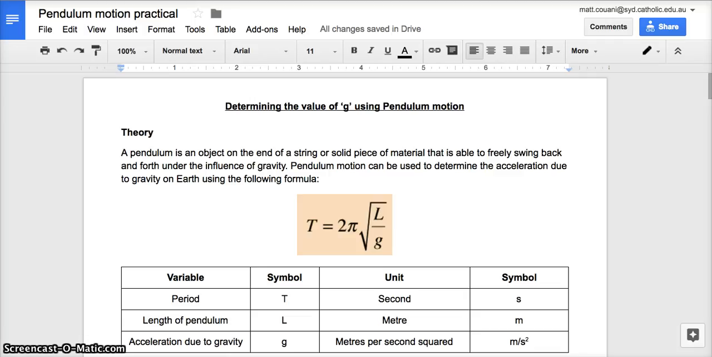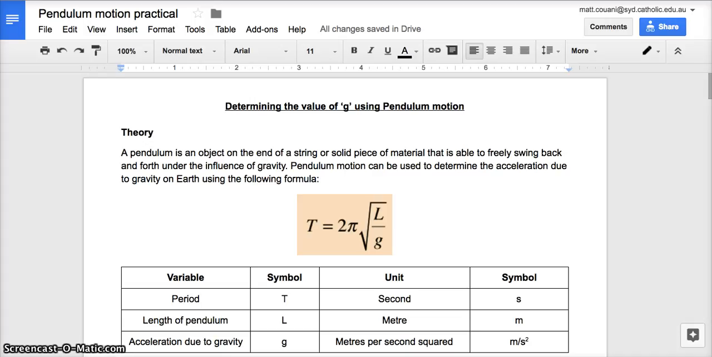So you've determined the value of acceleration due to gravity in an experiment we did where we dropped the ball 3 times and we used a data logger to measure the change in velocity over time. But you can also use a pendulum to determine the value of acceleration due to gravity, or g.